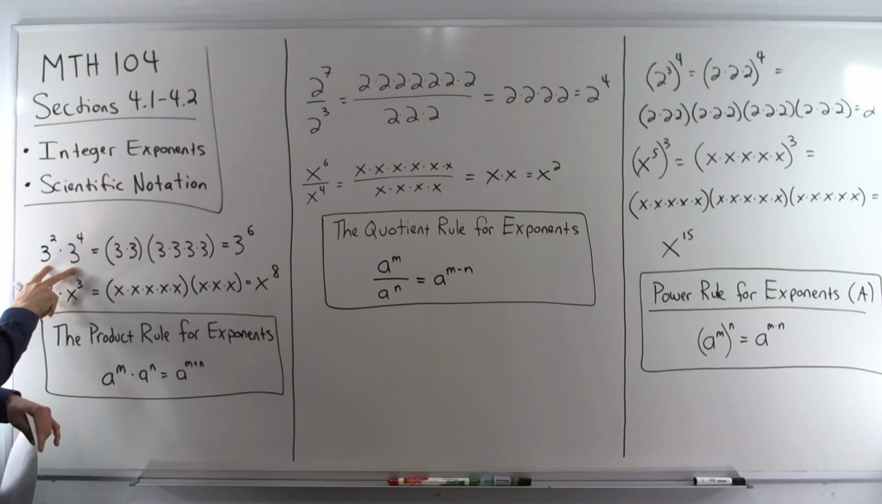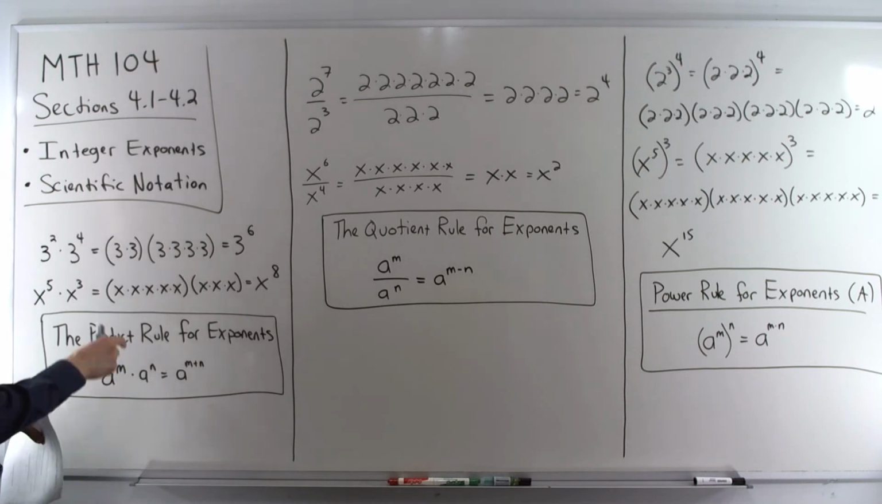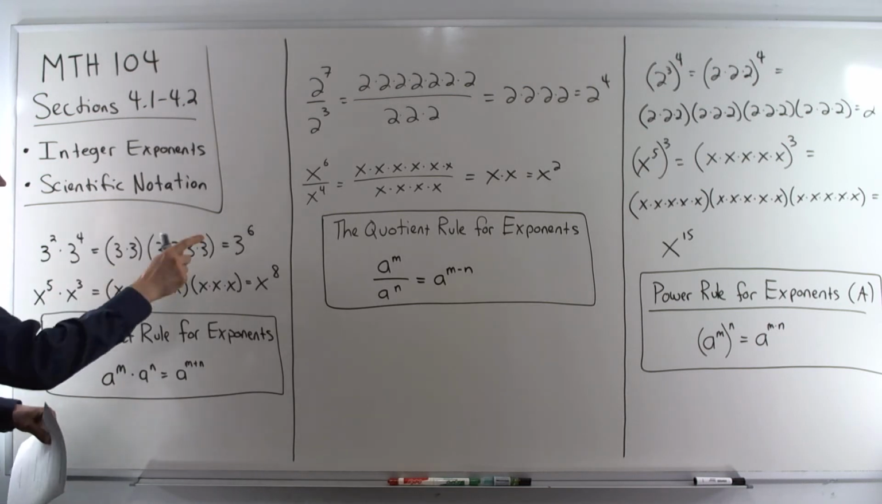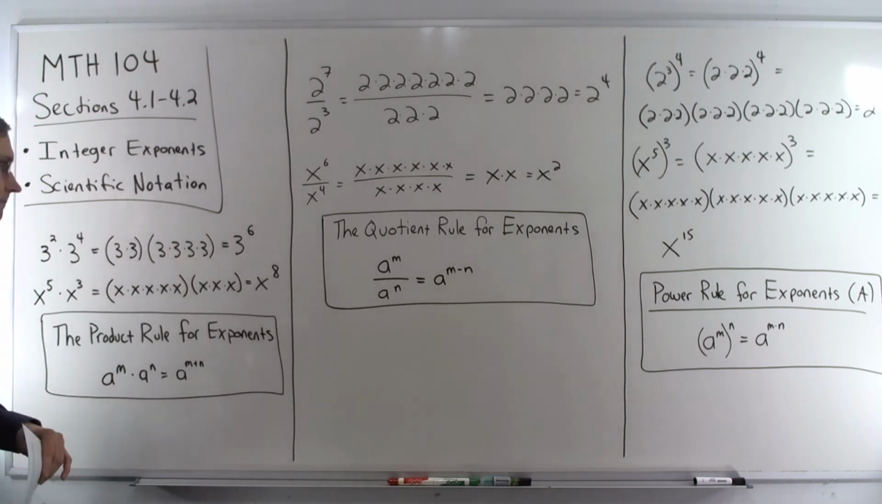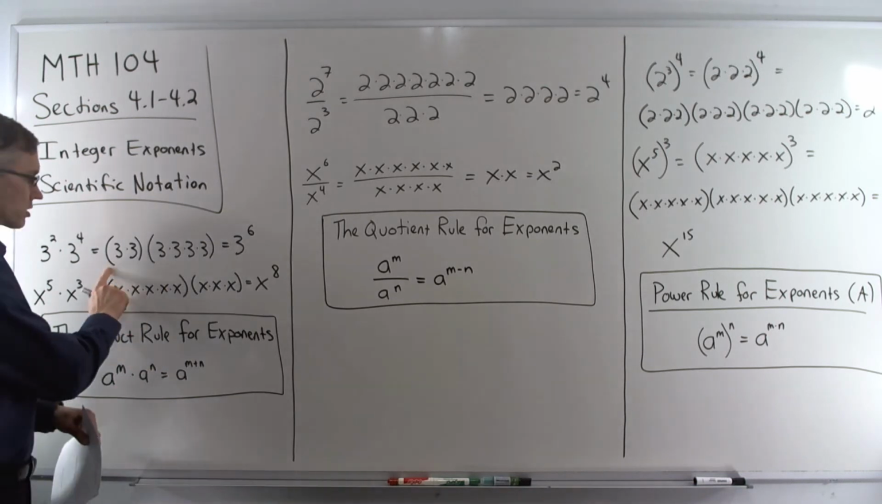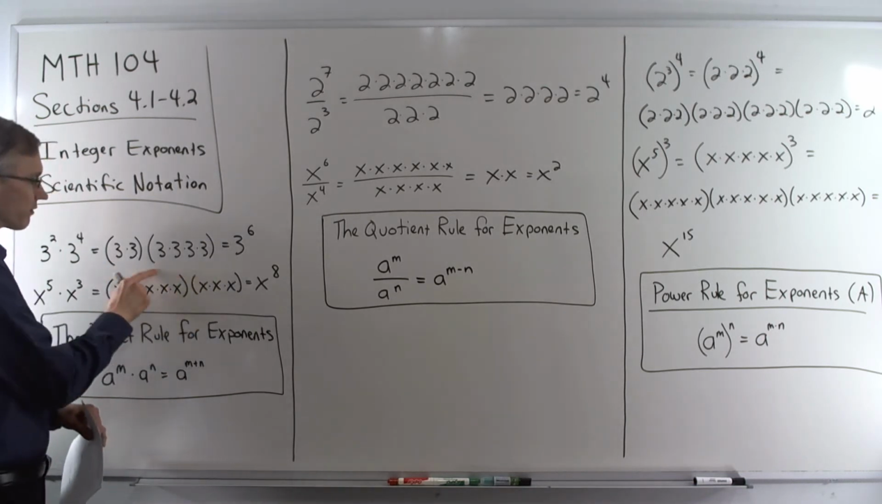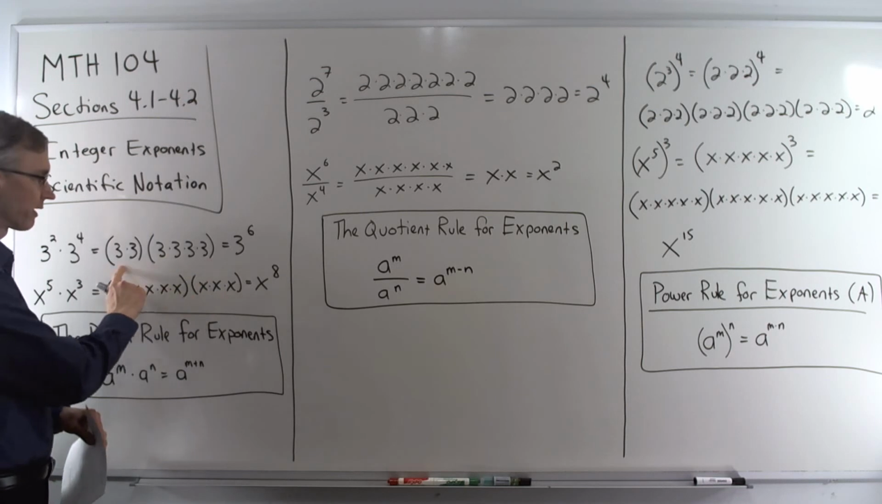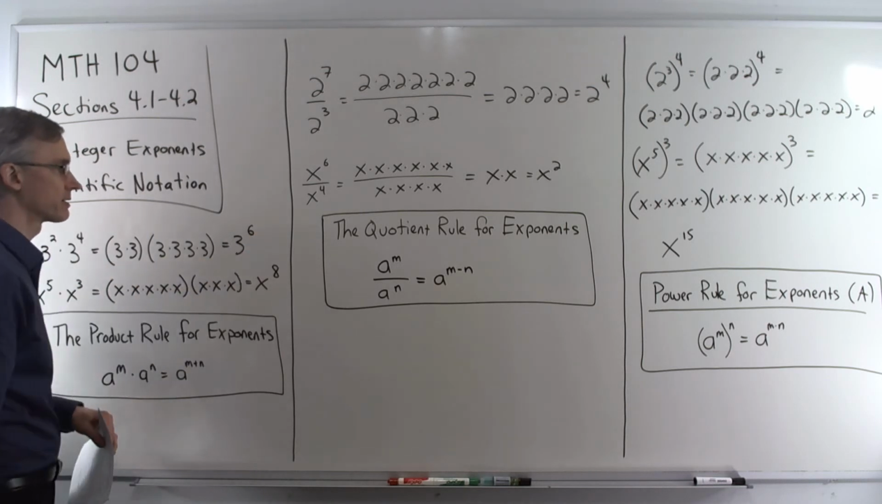So what I'm going to do here is just use the definition of exponent to expand out 3 squared and 3 to the 4th power. So we get 3 times 3, and then 3 to the 4th is 4 3's multiplied. So the product then is all of these 3's multiplied together. Well, we have 6 of them, so that's 3 to the 6th power.